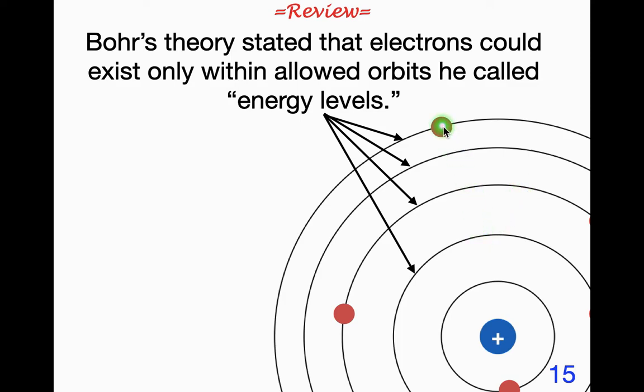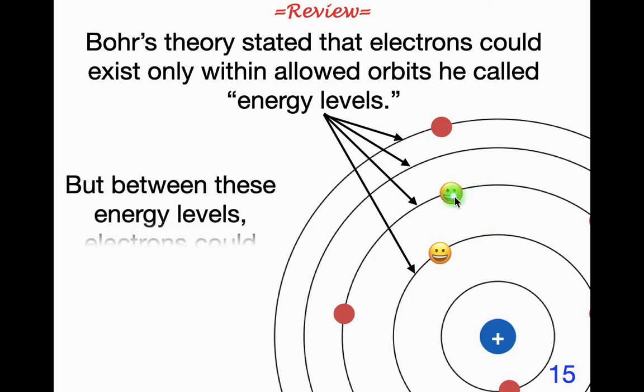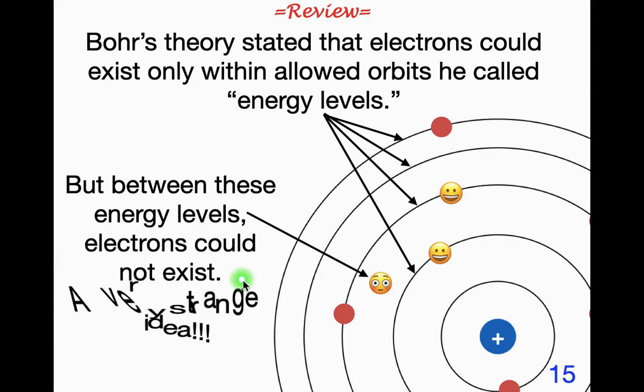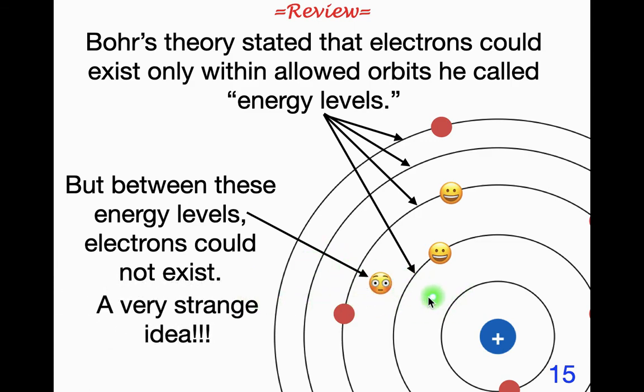So here we have an electron in this energy level, electron here, electron here. So as long as the electrons were in those energy levels, again, the energy levels you can just think of as an orbit, everything was fine. They were happy. But between these energy levels, electrons could not exist. And this was a very strange idea. Why couldn't the electron be anywhere, any distance at all? It didn't seem to make any sense.